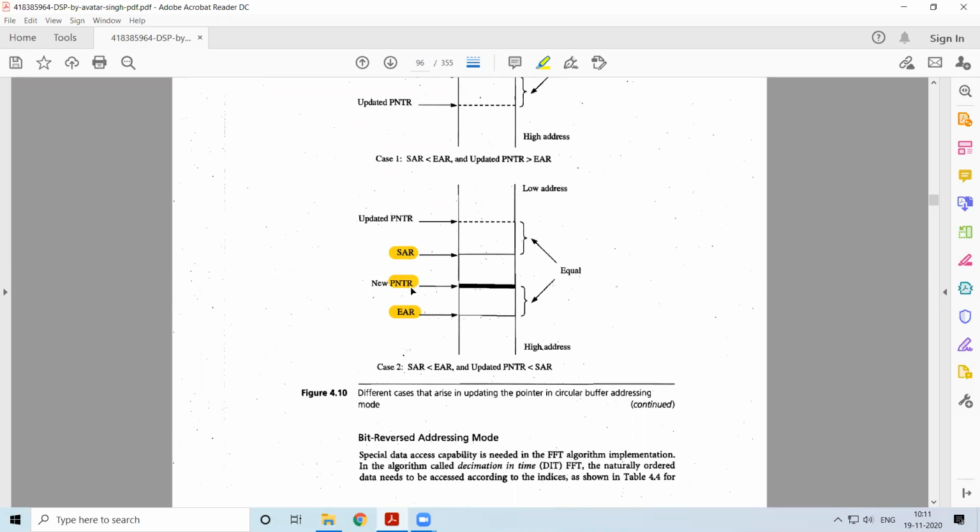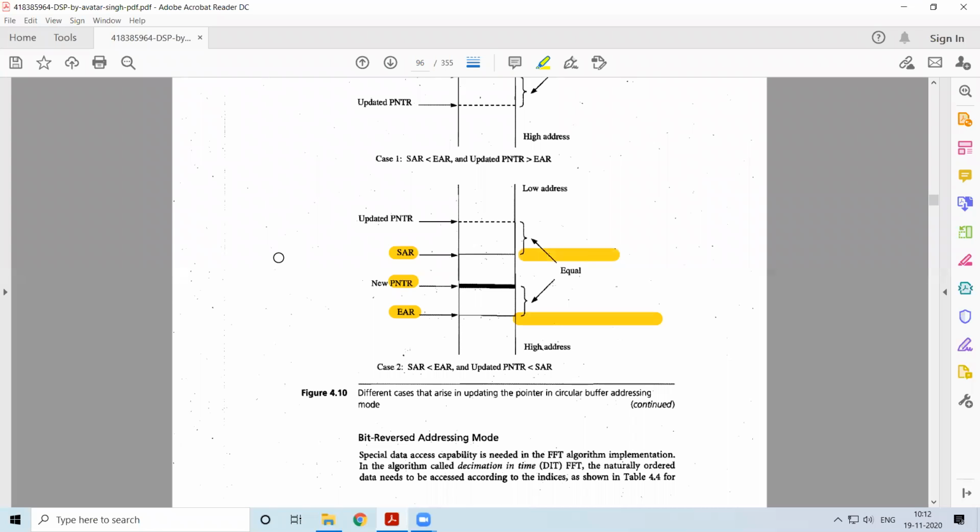What happens if SAR is greater than EAR, and when PNTR is updated, what happens if it goes beyond this one or beyond this one? And the same when SAR is lesser than EAR and when SAR is greater than EAR. These were the different conditions we had checked and how the update has to be done. And we saw that the buffer size is the difference between SAR and EAR plus 1.